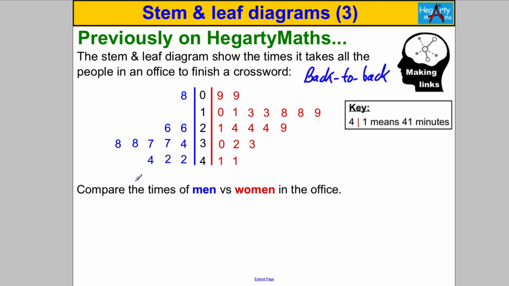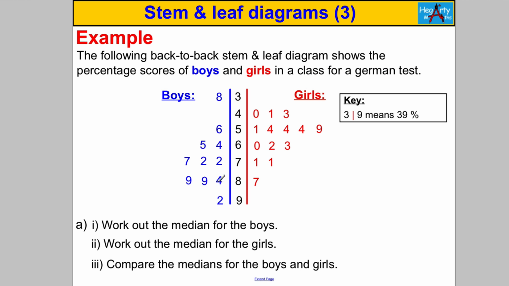That's what we're going to be learning about in this video, how to compare the times. What we're going to be doing is working out the median for the men's time and the range for the men's time, and the median for the women's times and the range for the women's time, and comparing both those statistics. So let's get on and try a question. If you feel like you can, pause the video and have a go here.